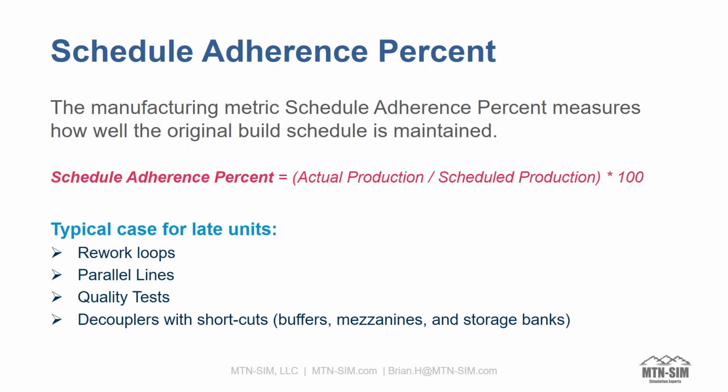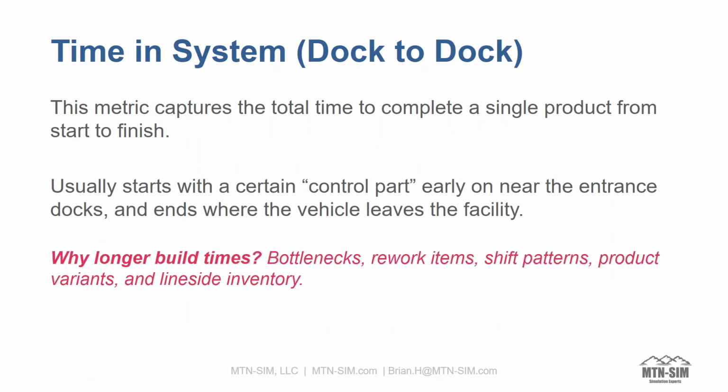Schedule adherence percent. So often this is due to late units in the system. So if a particular vehicle got out of sequence or had to go through a parallel line that was running slower, but for some reason it got out of sequence. So typical causes for late units: repair loops, parallel lines, quality tests, sometimes the conveyors with shortcuts. So if a vehicle goes into a buffer, and there's various ways that it can actually get released out of that buffer, such as overhead mezzanines or large storage banks, often parts can get out of sequence there.